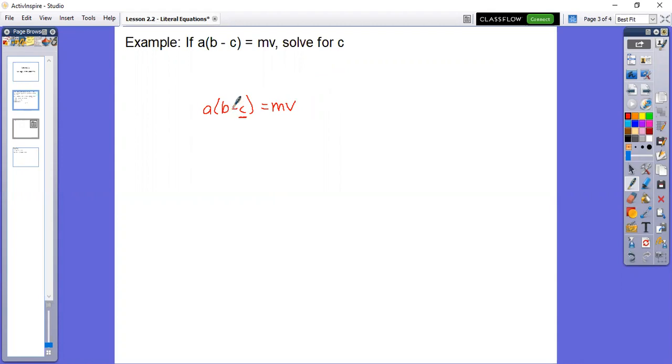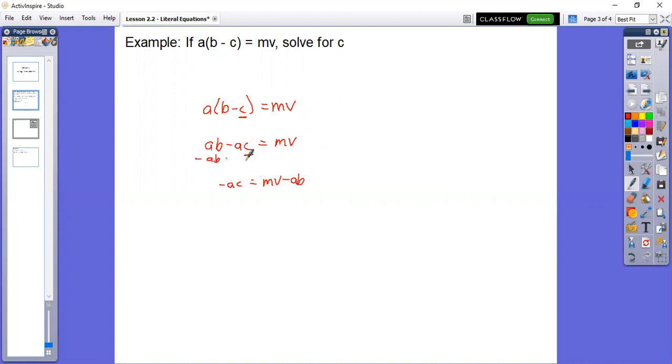So it's going to help me if the first thing I do is use the distributive property of equality to distribute A into this. So I get AB minus AC equals MV. Now I see C is what I'm trying to isolate, so I need to move AB to the other side of the equation. I'm going to use the subtraction property of equality to subtract AB from both sides. I notice MV and AB are not like terms, so I can't combine them, so I'm just going to leave it as MV minus AB.